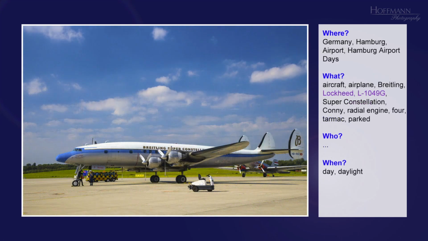Now, this is quite different. I'm very much into airplanes, so of course I included the aircraft type and even the number and the type of the engines, as well as the nickname of the aircraft. For me, that is relevant information, but your mileage may vary.